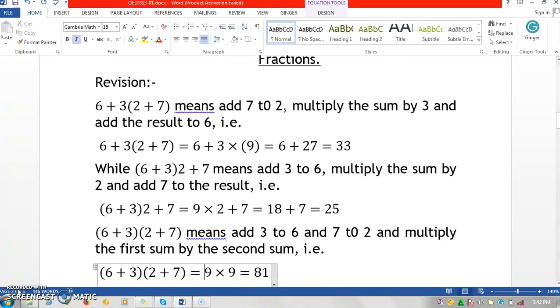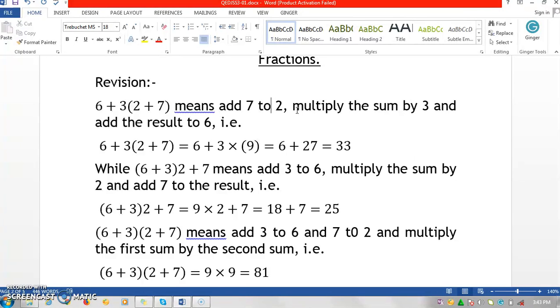Here we have about 3 examples of brackets. The first is 6 plus 3 into bracket 2 plus 7. This simply means that we are adding 7 to 2, which is in the bracket, using what we know as BODMAS. We'll solve what is in the bracket first, then we multiply this sum by 3. So after we have added 2 plus 7, we'll multiply it by 3, and then add the result to 6. In the next line we have 3 times 9, which is 27, plus 6 is 33.